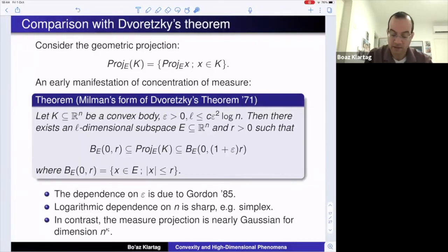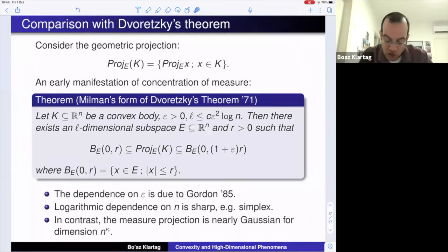Okay, so with this theorem, one difference is that it gives you a logarithmic dependence on the dimension, which is not as good as what you get in the case of projecting the measure. In fact, there's not much to do because this is indeed sharp. If you have a simplex with n vertices, after you project it, you again get a polytope with n vertices, and this will not be close to a Euclidean ball unless the dimension is logarithmic in n. So if you project the body, you need to go down to dimension log n in order to be somewhat close to a Euclidean ball.